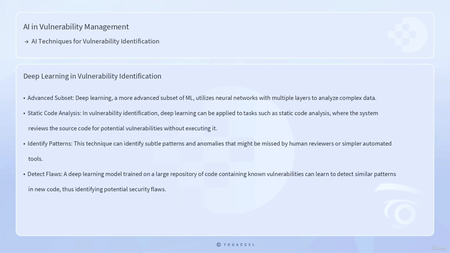Deep learning, a more advanced subset of ML, utilizes neural networks with multiple layers to analyze complex data. In vulnerability identification, deep learning can be applied to tasks such as static code analysis, where the system reviews the source code for potential vulnerabilities without executing it. This technique can identify subtle patterns and anomalies that might be missed by human reviewers or simpler automated tools. For example, a deep learning model trained on a large repository of code containing known vulnerabilities can learn to detect similar patterns in new code, thus identifying potential security flaws.